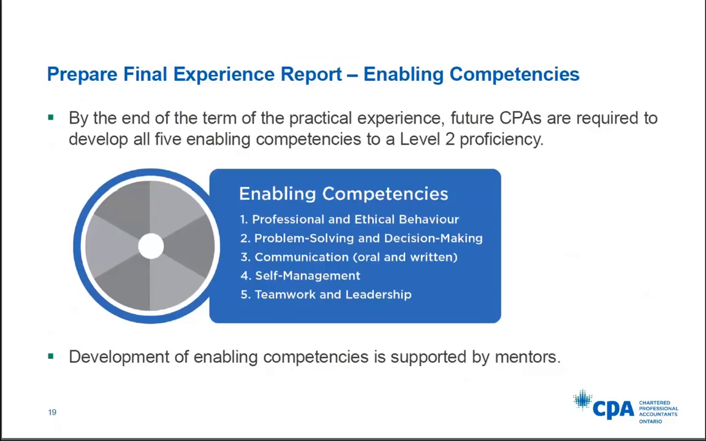The next piece is enabling competencies. By the end of the 30 months, students are required to hit a level 2 in all 5 of the noted competencies. When reflecting and documenting your responses, I would like to draw your attention to the rubric that is located in the blue question mark icon on the enabling page. This will show you what the reviewers are expecting to see for a level 2. Students must continue to document until they have achieved a level 2 in all enabling competencies.